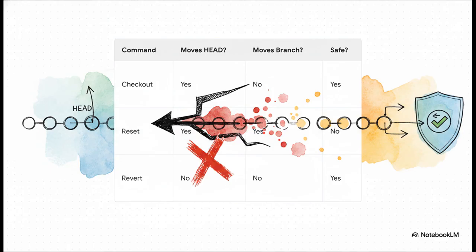Checkout is totally safe. You use it to time travel backwards and just safely look at the working login page from yesterday without breaking anything. Reset, on the other hand, is risky. You use reset to aggressively rewind time, actually deleting your broken commits from the timeline. But then there's revert, which takes a totally different approach. Instead of erasing history, revert creates a brand new commit that does the exact mathematical opposite of your mistake. Revert is your absolutely safe undo button, especially when you've already shared that broken code with the rest of your team.